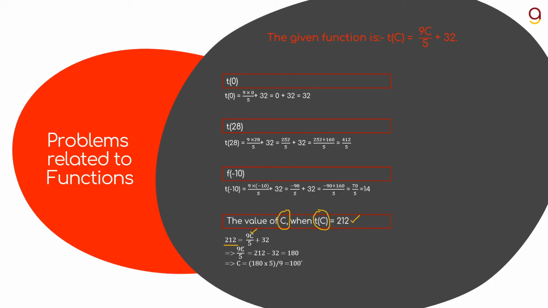So 9C by 5 is equal to 212 minus 32. How the minus came here? We took the 32 from the right hand side to the left hand side. Fine. So we have 212 minus 32, which will give us 180. Now C is equal to 180 times 5 divided by 9. On solving this, we get the value of C to be 100. Hope you're clear till this.